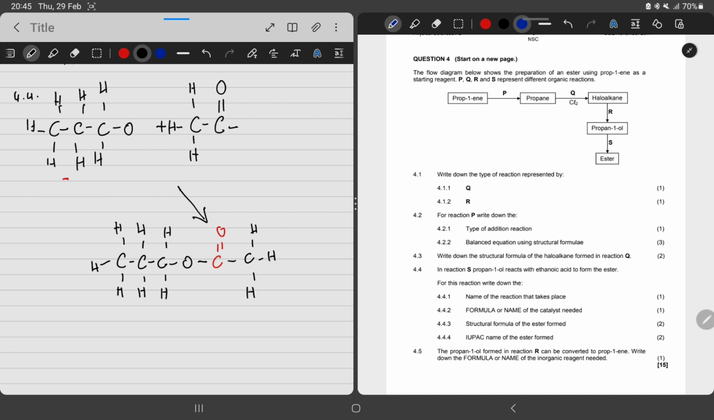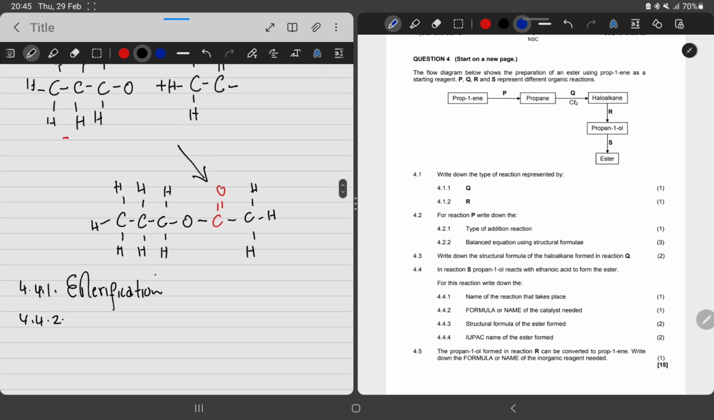Let's answer the questions. For this reaction, write down 4.4.1 the name of the reaction that takes place. That is esterification. 4.4.2 the formula or name of the catalyst needed. So you remember we said that we also have water there. It means that we need to use a catalyst that is a very strong dehydrating agent, and that happens to be sulfuric acid.